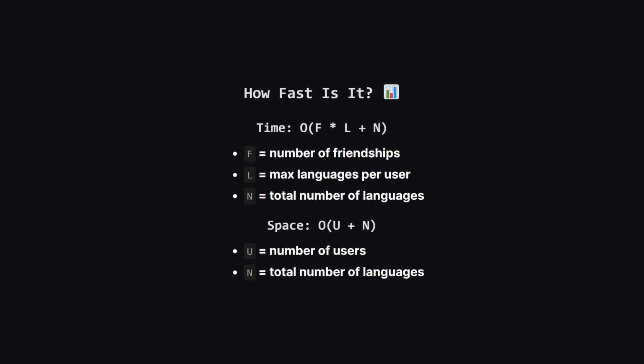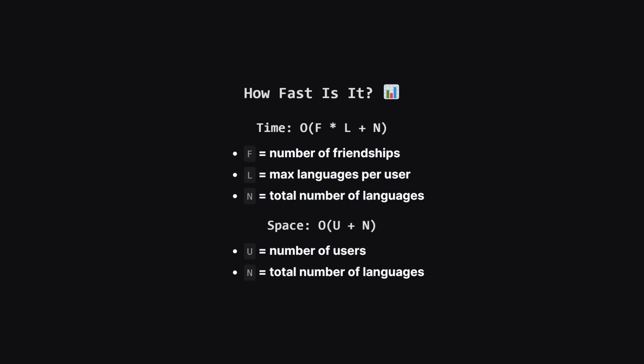So how efficient is this approach? For time complexity, we have a few parts. The first loop goes through all the friendships, and for each one it checks their languages. Let's say F is the number of friendships, and L is the max languages a user knows. This step is roughly proportional to F times L. The second loop goes through the problem users and their languages. So the total time is mainly driven by the number of friendships and the languages people speak.